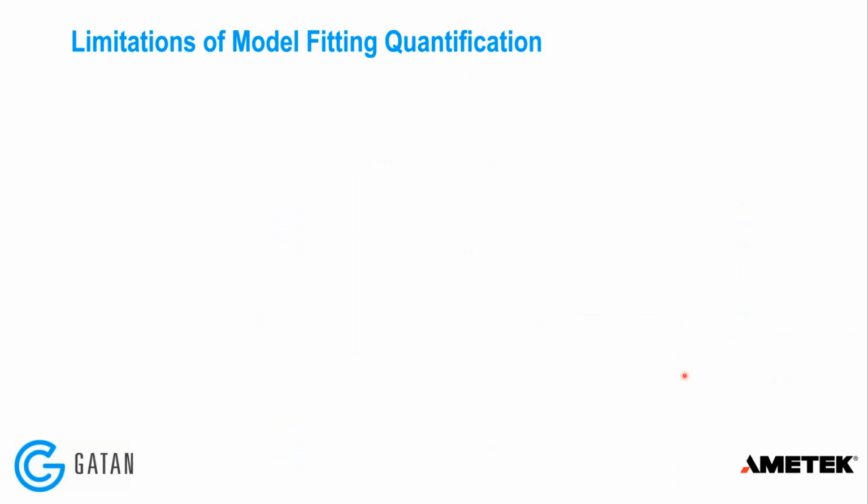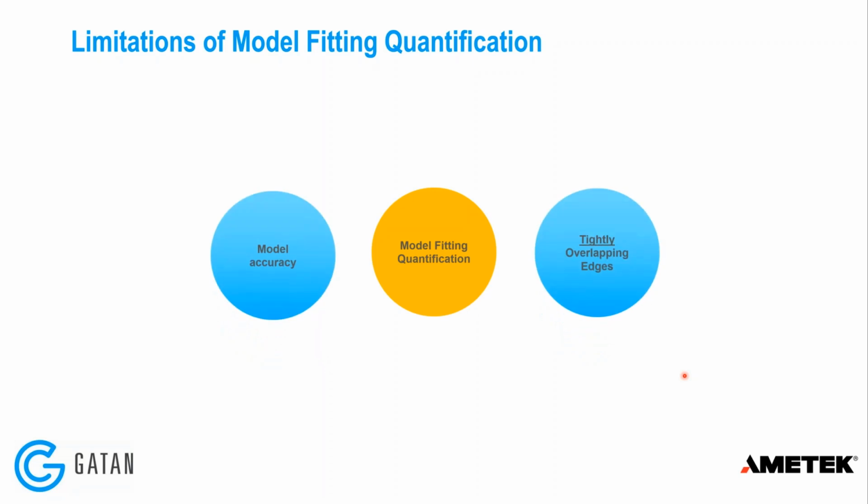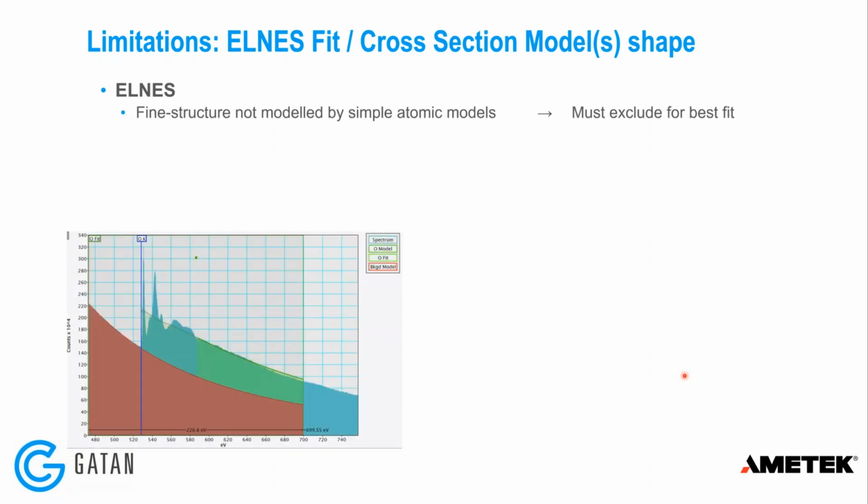So as you can see, the quality of the fit is what we're really interested in for model fitting quantification. So you can imagine that the limitations of model fitting quantification relate to how well we can fit. So model accuracy and tightly overlapping edges is another example. So another two examples. We'll touch again on ELNES. Remember, the fine structure is not modeled by simple atomic models. So we need to exclude it for the best fit.